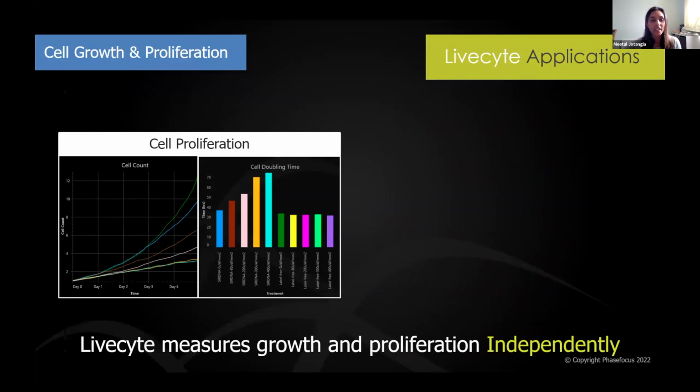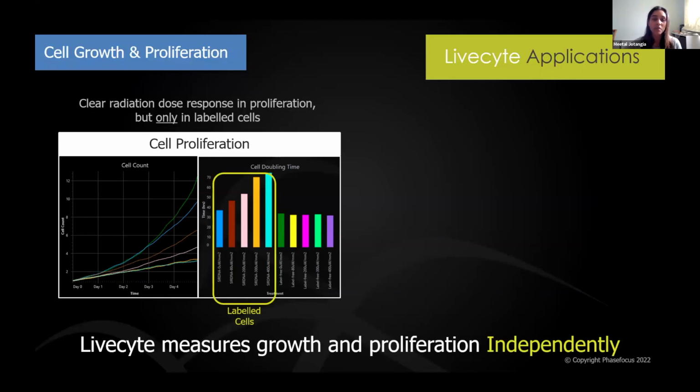So looking at the cell proliferation from cell count and the cell doubling time, we were actually quite easily able to pick out trends in the cell doubling time for the labeled cells in particular, and we could see that with the higher illumination, cells were definitely slower to proliferate, and this was definitely dependent on the illumination. And if you compare that to the unlabeled cells, there was really no change in the proliferation of those cells.